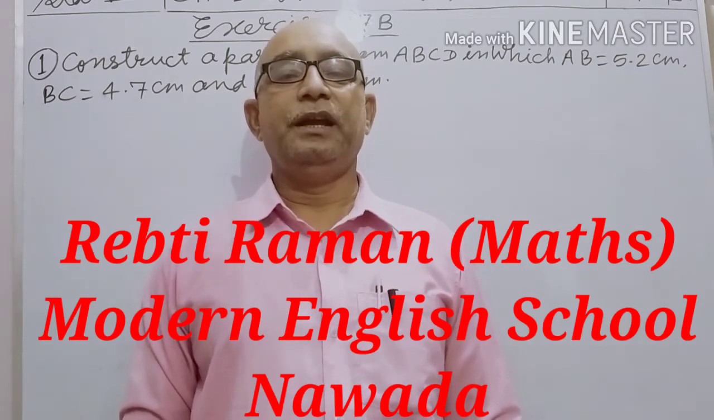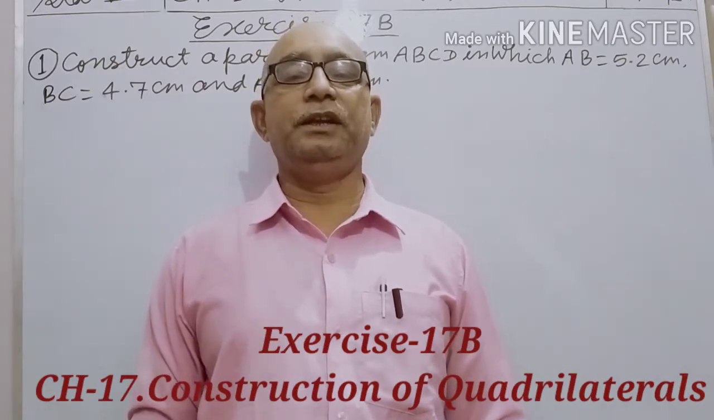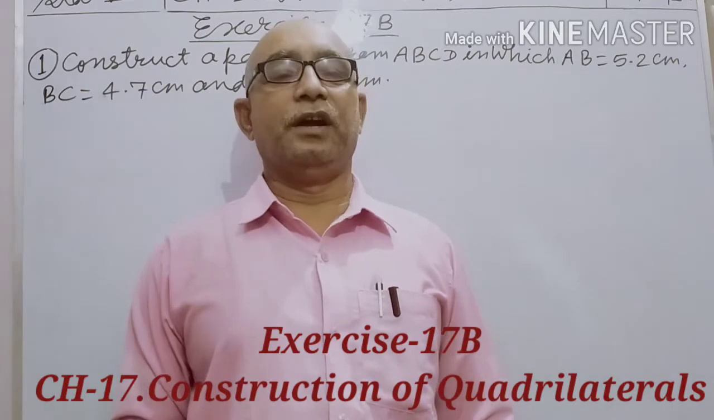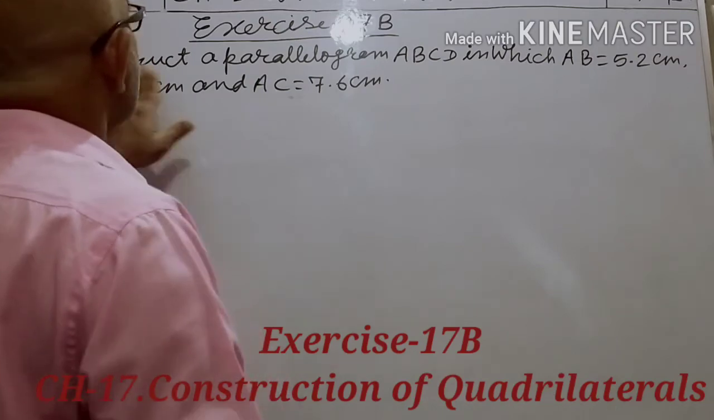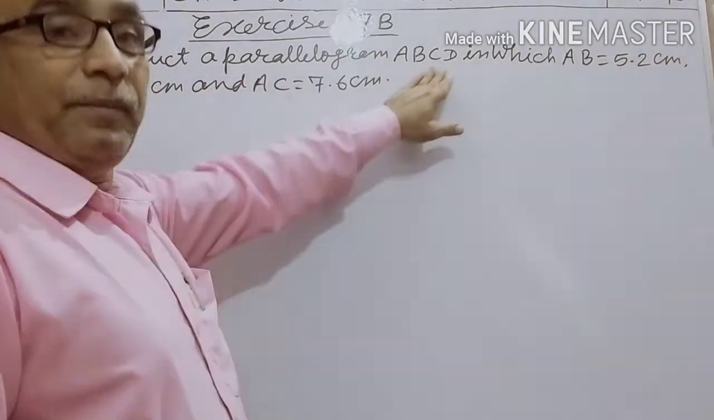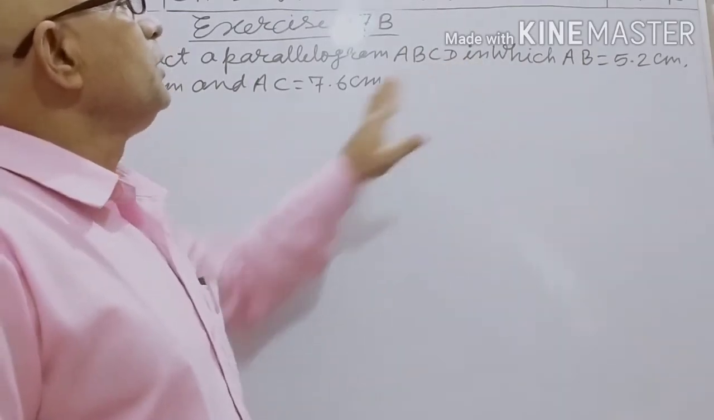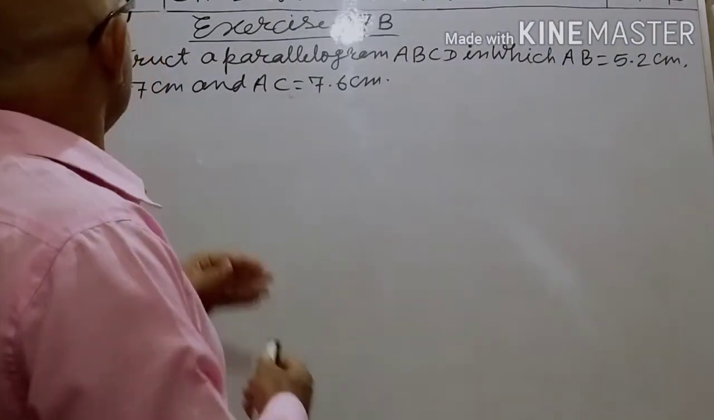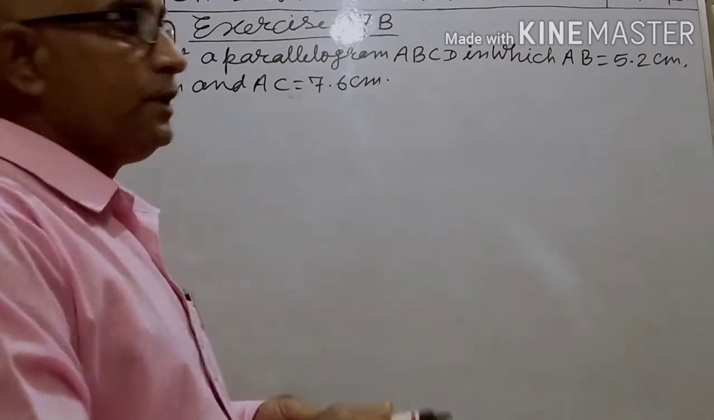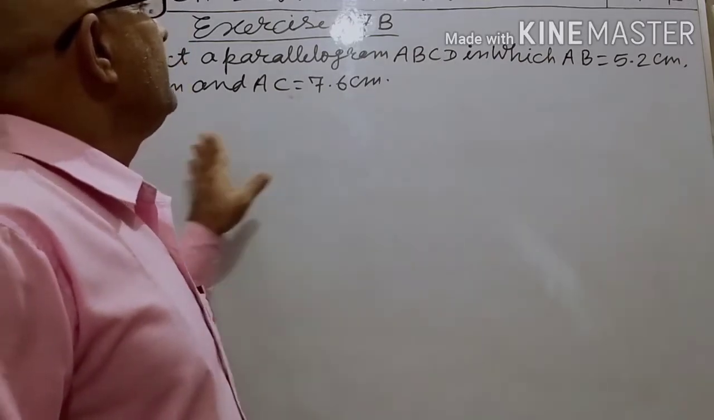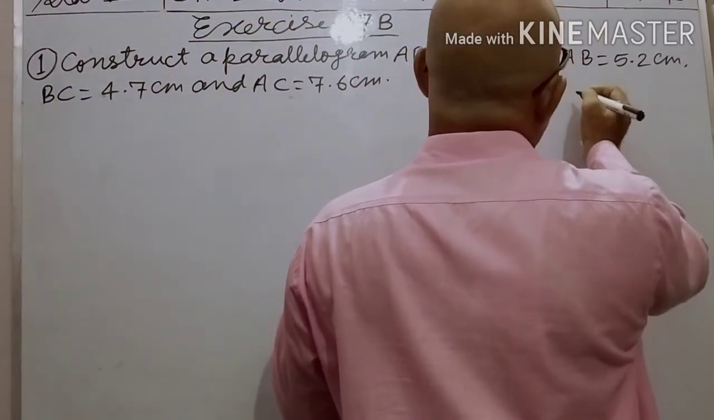Students, today I shall solve exercise 17B of chapter 17, construction of quadrilaterals. One question is written here. Question number 1. Construct a parallelogram ABCD in which AB equal to 5.2 cm, BC equal to 4.7 cm and AC equal to 7.6 cm. So first of all, I draw a rough sketch of parallelogram ABCD.